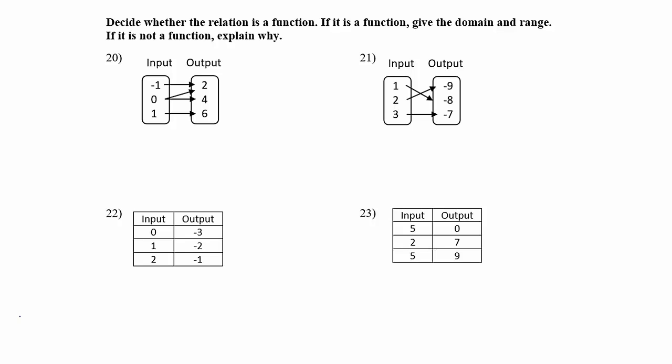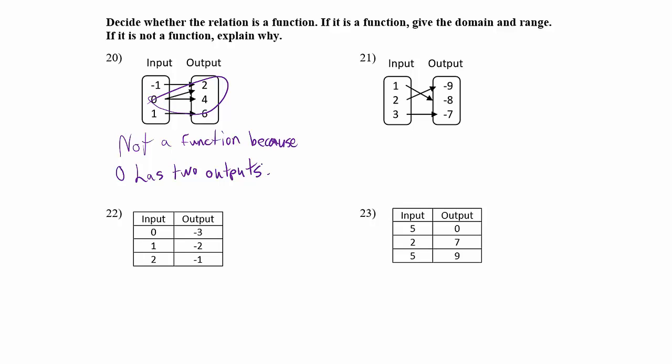On 20, it is not a function, and it asks us to explain why. So we would say not a function because the reason it's not a function is that the 0 is going to two different things, and that is not okay. So not a function because 0 has two outputs. To be a function, each input can only have one output.